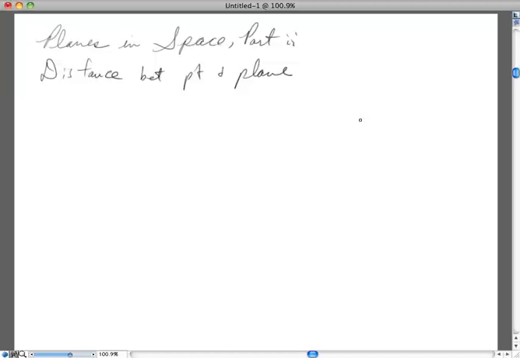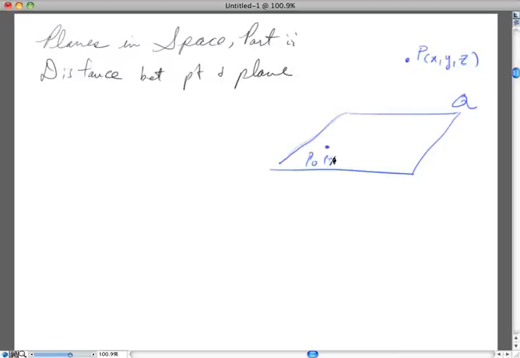So let us say that we have a plane thusly. Let's call that plane Q. And there's a point P, X, Y, Z, not on it. And there's some point here, P naught, X naught, Y naught, Z naught. And there's a perpendicular vector here that's ABC, right? Then if you're looking for this distance right here, let's call that D.